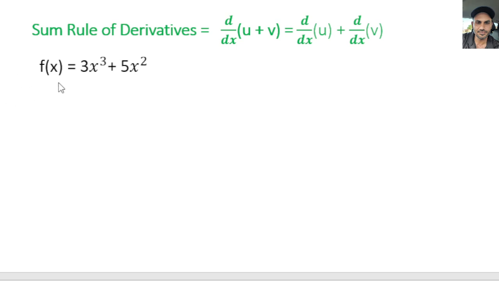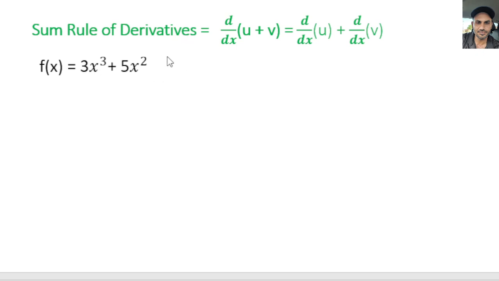So we have a function which is right here. So 3x cubed plus 5x squared. So it's like a 3-degree polynomial or a cubic function, and it has two terms, so we can call it a binomial. So what we're going to do is to find out how we differentiate this function.